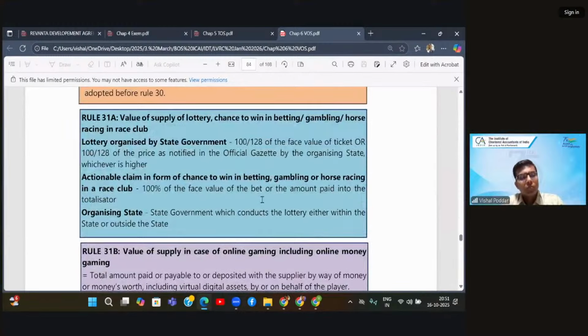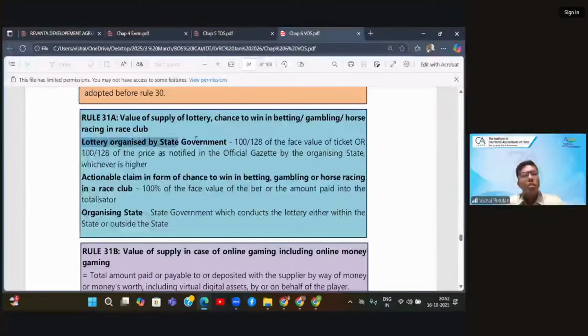Now, you have some specified rules for some specified items. This is because of section 15(5). Because 15(5) says for certain notified values, value will be as prescribed. So these are those values. First is rule 31A. In case of a dealer in lottery, or wherever there is a chance to win, in betting, gambling, horse racing, etc., what is the value?